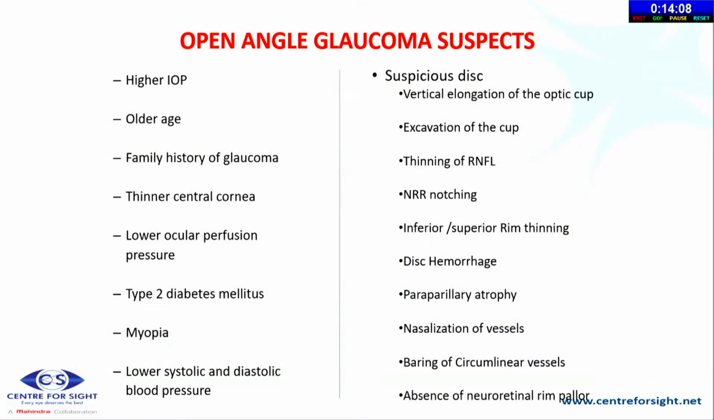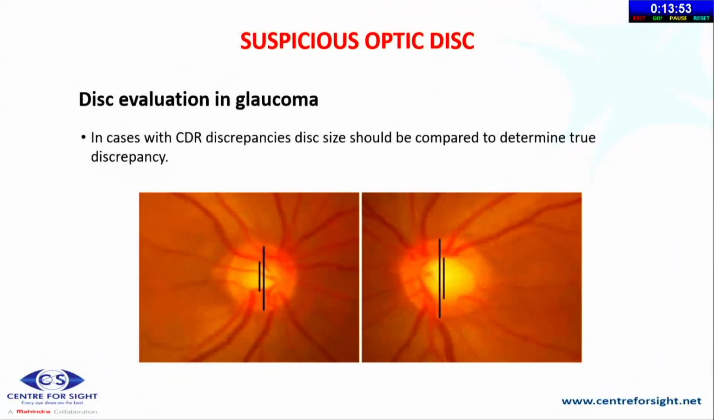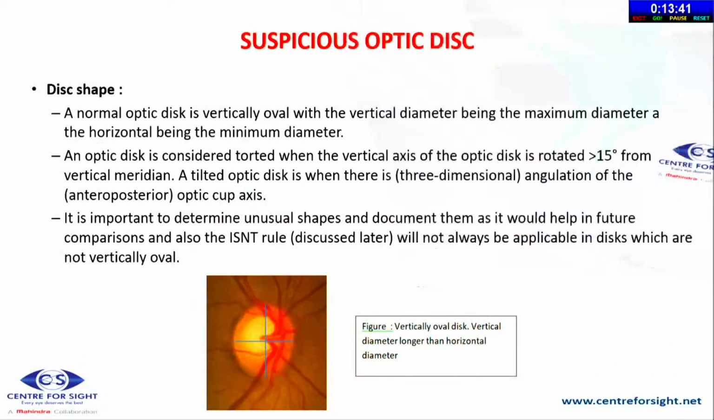This is the summary. And then you come on to a suspicious disc. So these points are for an open angle glaucoma suspect. Remember this. Suspicious discs, I think this has been evaluated. Disc size is very important. You can have cup disc ratio discrepancy, but when you see the disc size in these two cases, the disc of the left eye is larger and hence the cup disc ratio is also more. It's not a glaucomatous damage.